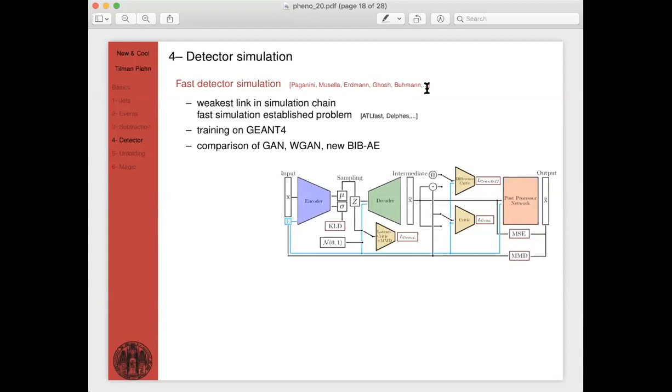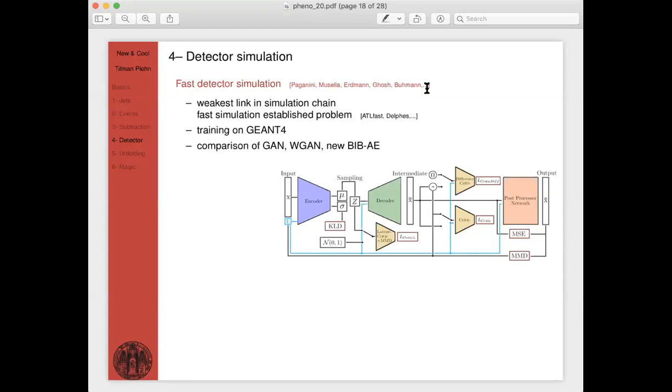Why people work on detector simulation is that, to some degree, it's the weakest link in the simulation chain. It's super expensive. I mean, Geant4 is super expensive. Aside from n squared LO matrix elements, it's probably the most expensive thing to do. So we want to speed it up.